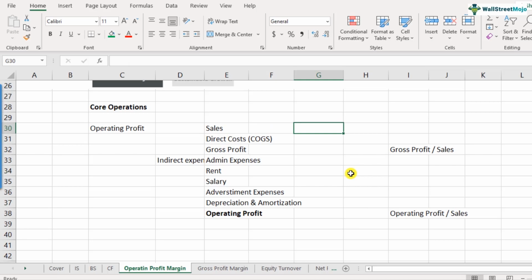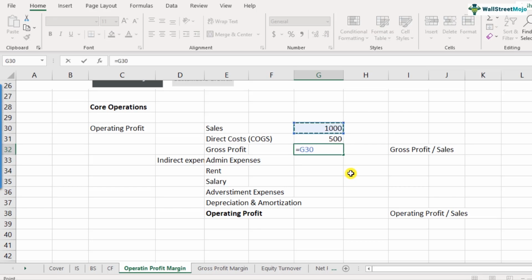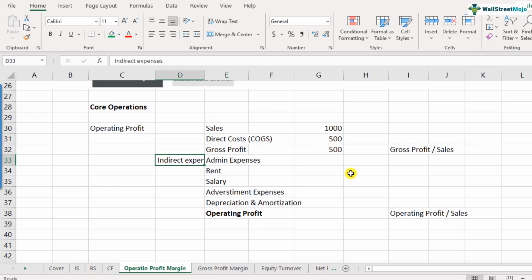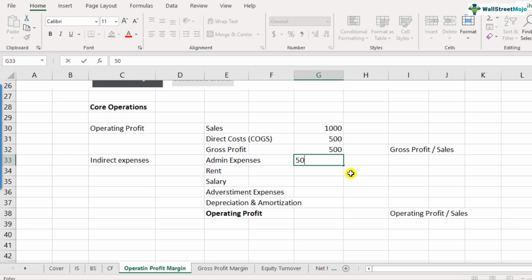So let's assume that sales is 1000, cost of goods sold is 500. So we will get gross profit as 500, right? Now it comes to the indirect expenses. Indirect expenses are divided into various types. We will assume that these are the ones we have in our case. Admin expense, let's say 50. These are some random numbers which I am putting right now. Advertisement expense, let's say it's 100. Depreciation and amortization is another 100.